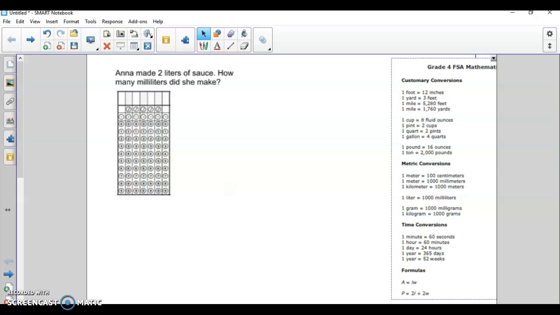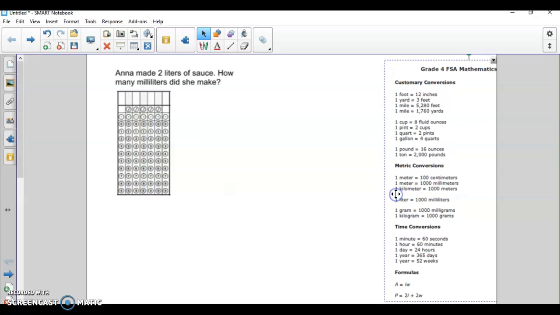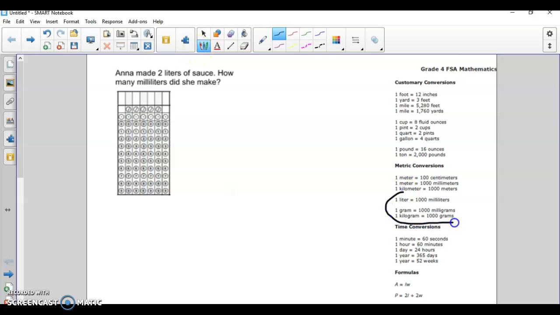All right, so class, for today, we are going to be converting metric units of measurement dealing with volume and with mass. So on our reference sheet here, we are going to be circling our liters, our grams, and our kilograms because those are all metric units of both volume or capacity and metric units of mass as well. Liters being capacity, grams and kilograms being mass.